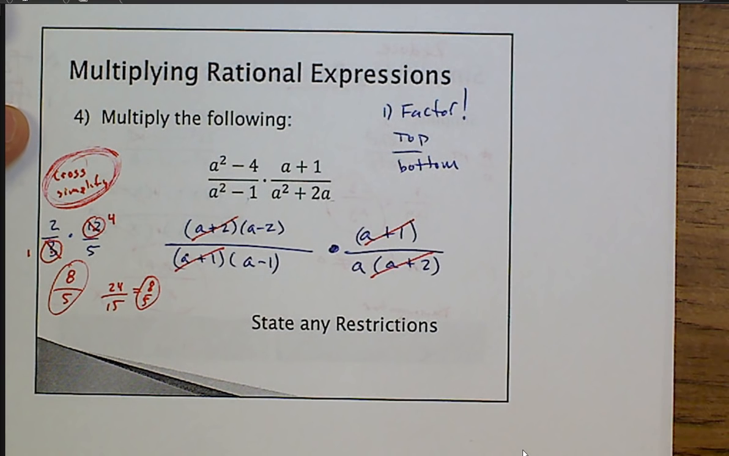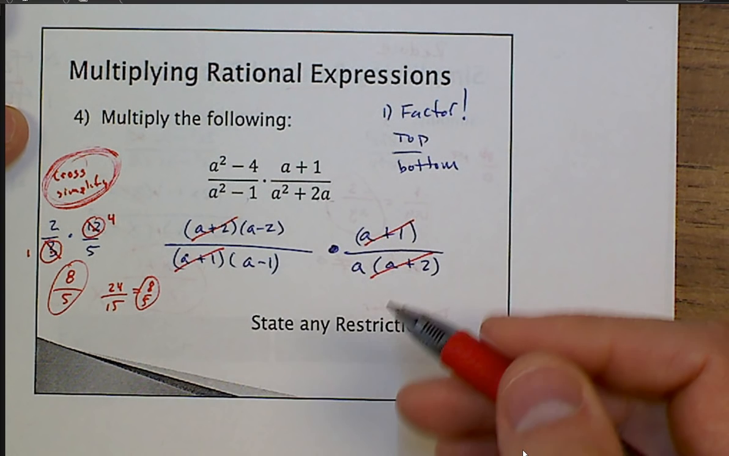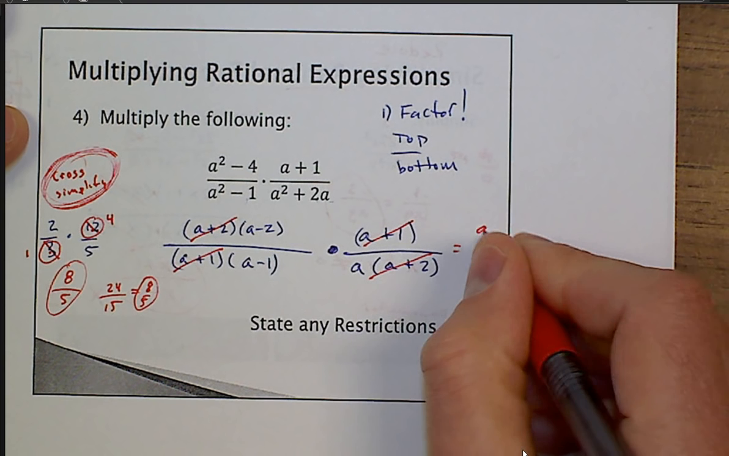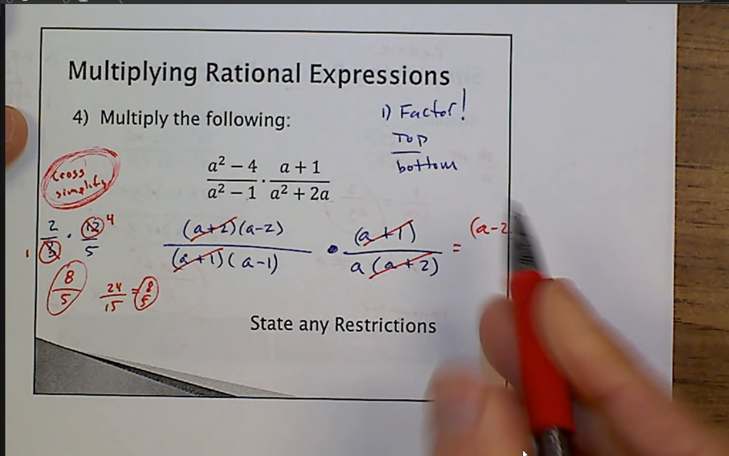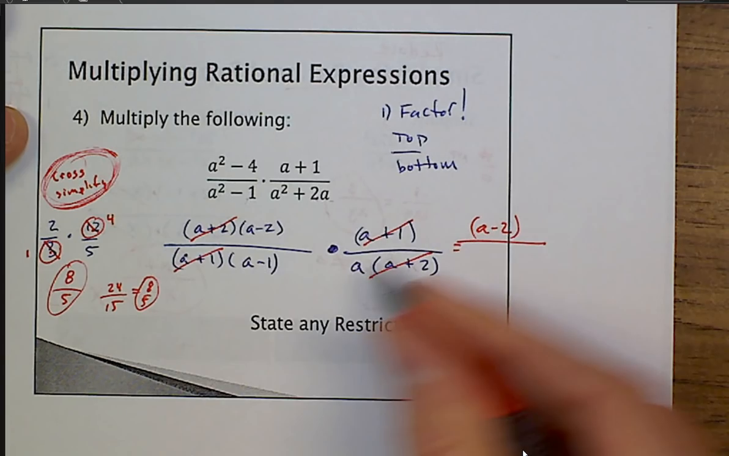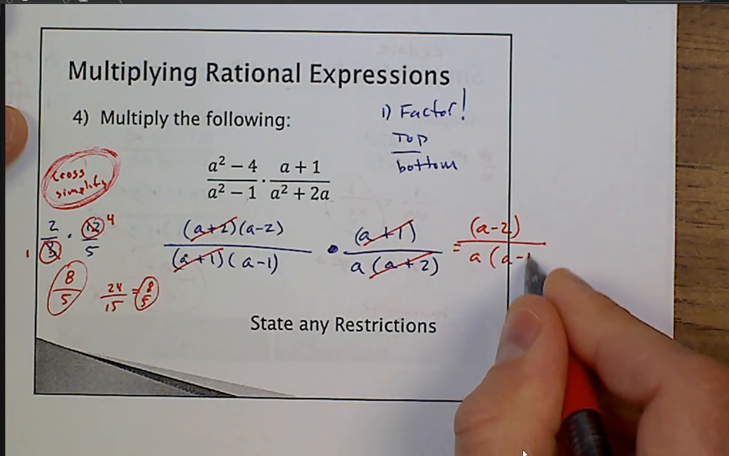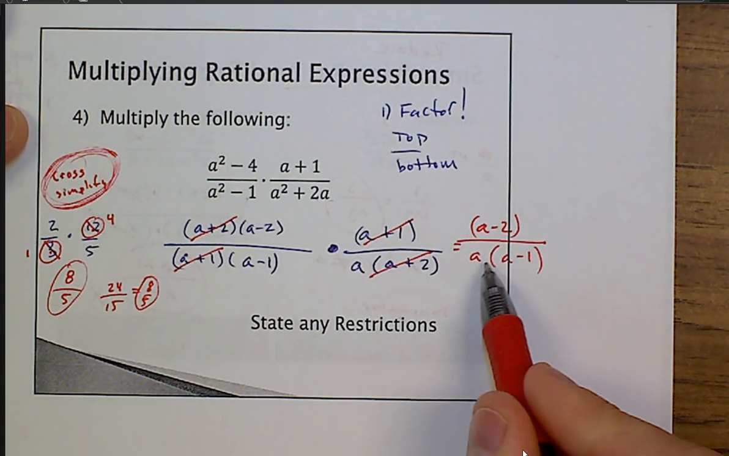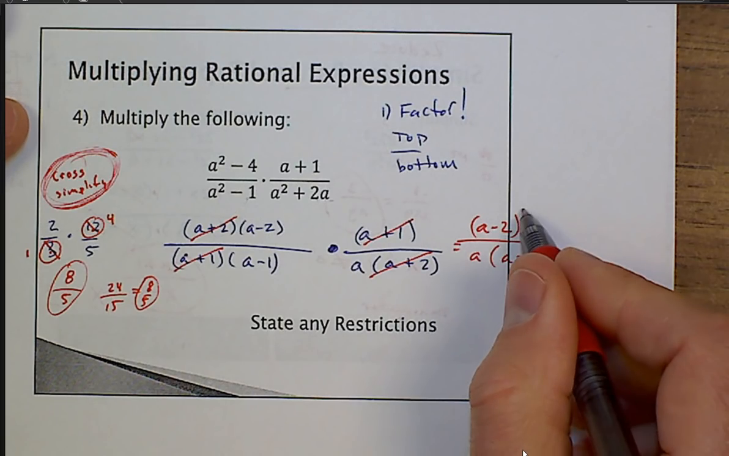We have nothing else that can reduce, and so our final answer just becomes a minus 2 left on the top here, over, we usually put this single a out in front, and then a minus 1. Again, we do not want to run this a back through or distribute it back through. We want to leave things in factored form. This would be our answer.